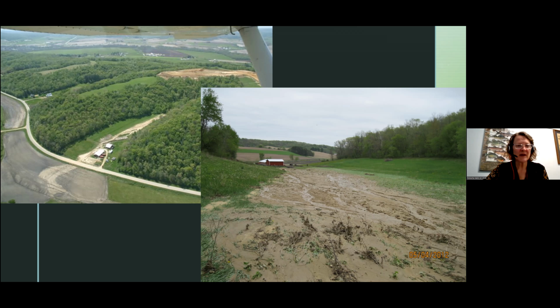So this would be the top of the hill where they had their stockpile material, and material from the site had left the top of the hillside, ran through the valley, and you can see it traveled all the way down the hill, crossed the road, filled the ditch line, crossed the road, went through the farm field, and ultimately made its way into a tributary to the Trempealeau River.